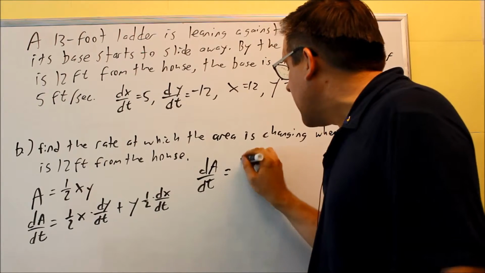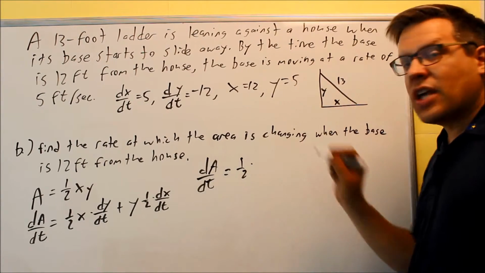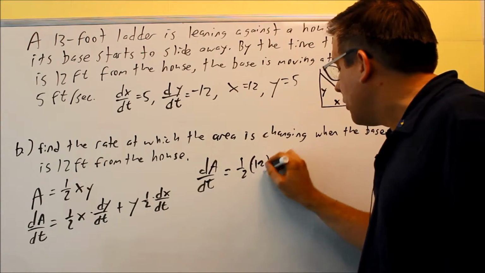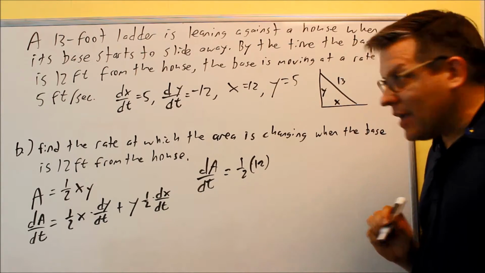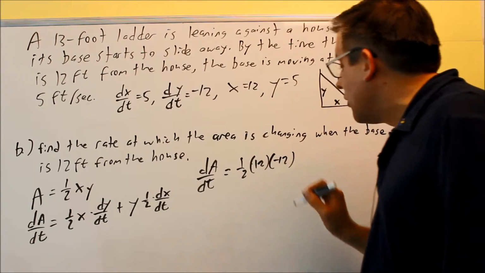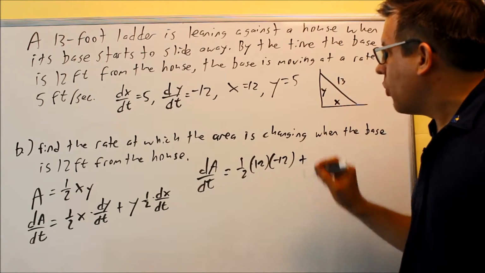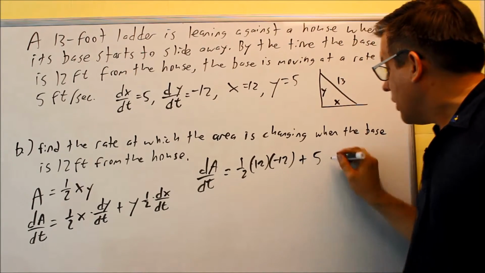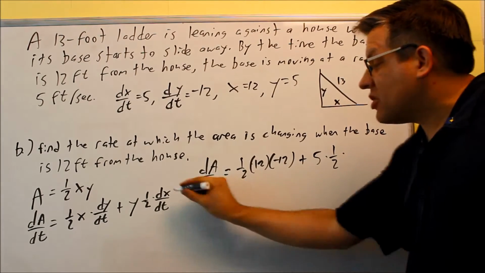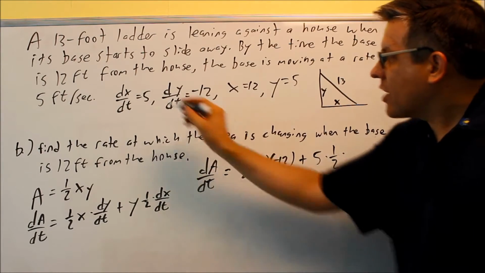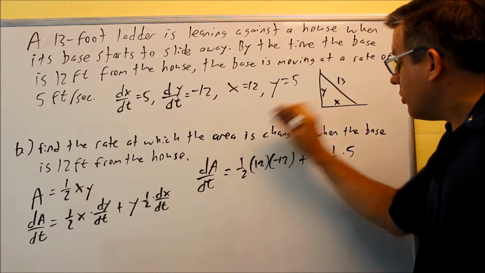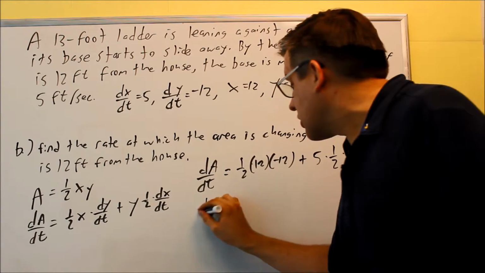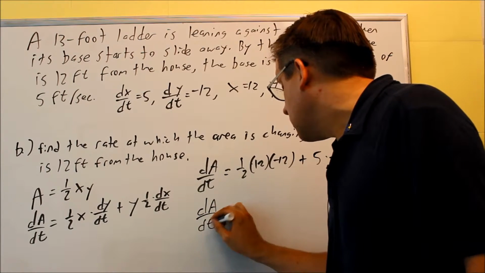dA/dt, we have 1/2 times x. X was given as 12. And then dy/dt, that was our answer for part A. That was -12. And I have plus the y, which is 5. And then times 1/2. And then times dx/dt. Okay, dx/dt is 5. So now I just need to work this out, and that's going to give us our final answer.